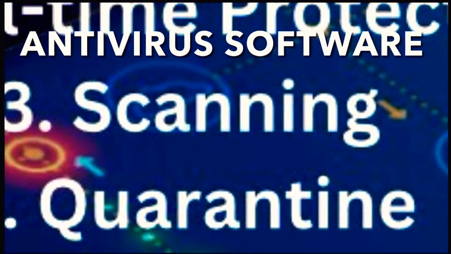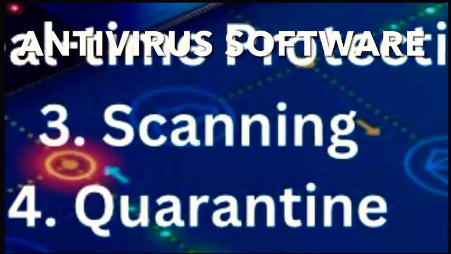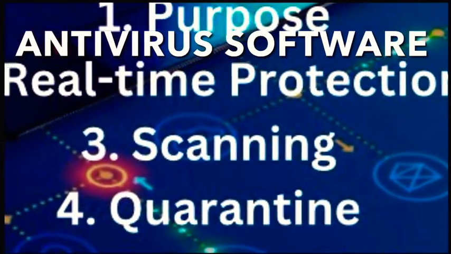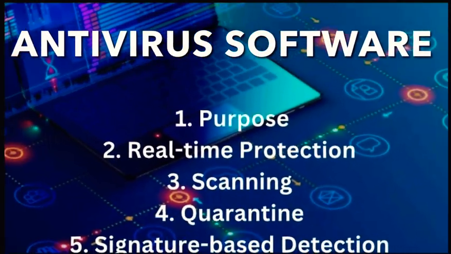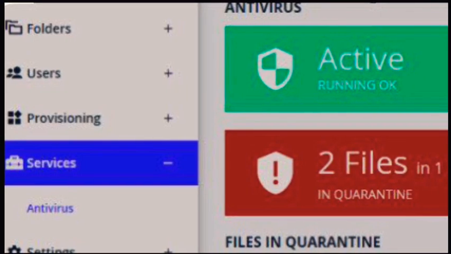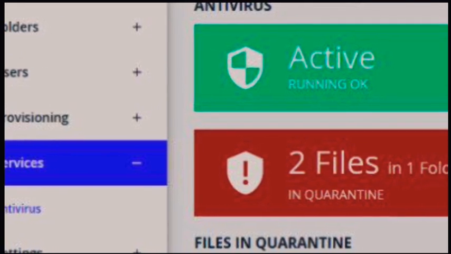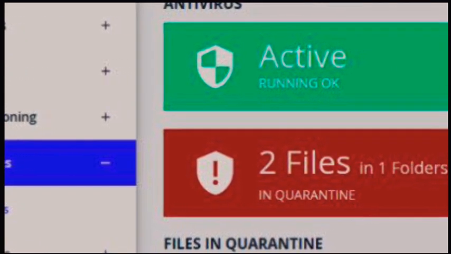Quarantine. When potential threats are detected, antivirus software may quarantine or isolate infected files to prevent them from causing harm, while giving users the option to review or remove them. Example, placing a suspicious file in a separate quarantine folder to prevent it from executing.